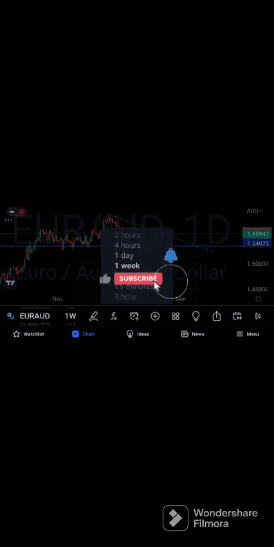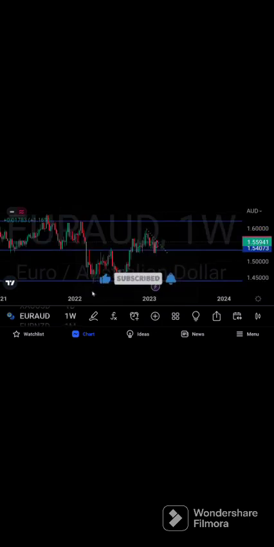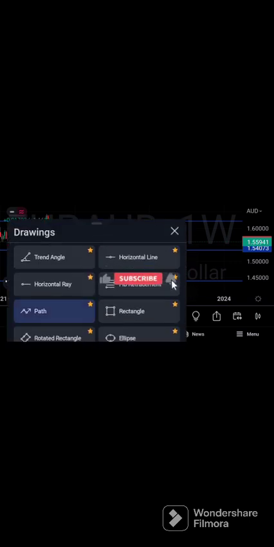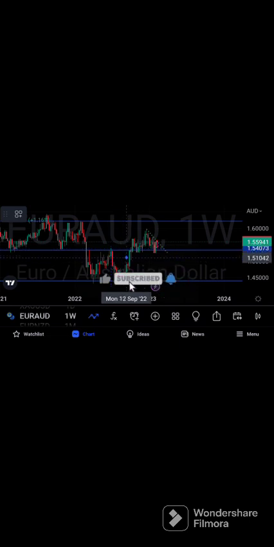The weekly time frame will give us the proper explanation. On the weekly time frame already, we can spot a head and shoulder pattern. You can spot that head and shoulder pattern with me, which is a reversal pattern. So I believe this is going to head down.